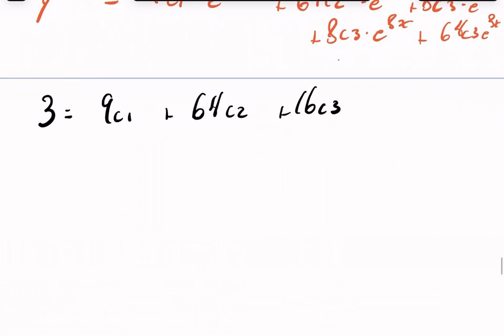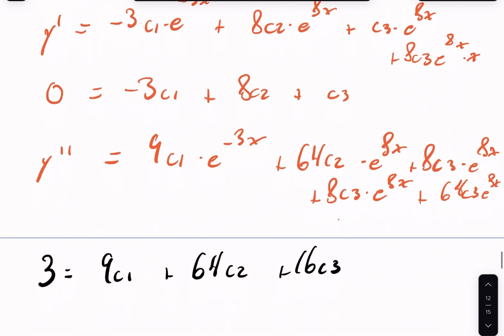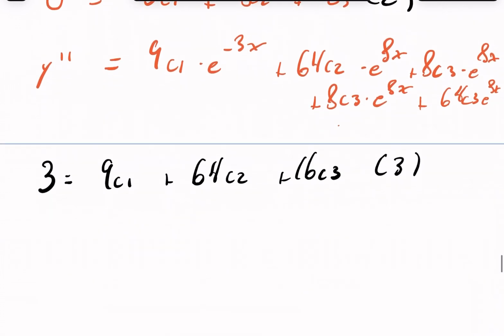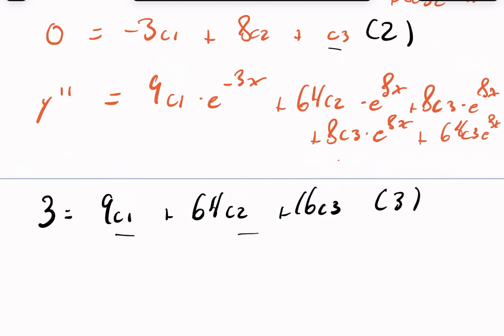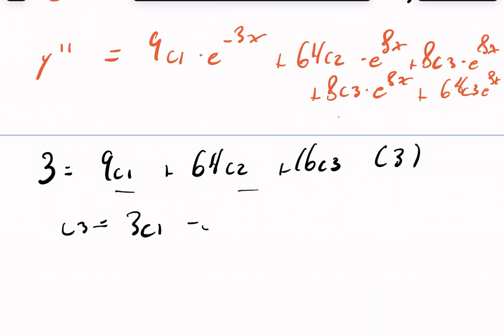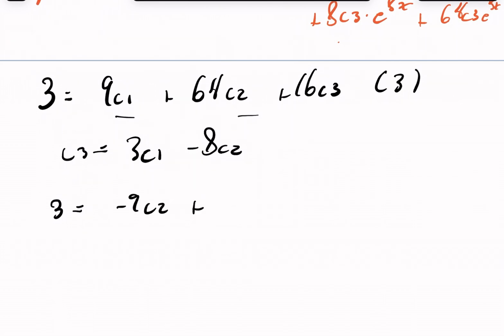And now at this point, what I could start doing is manipulating and kind of looking at my equations. So I'm going to have this one labeled as 1, this one labeled as 2, this one labeled as 3, and we're going to keep going from there. What I could do is, because I see C1 and C2 here, and I can isolate for C3 really easily in the second one. So I'm going to say C3 equals 3C1 minus 8C2. 3 equals negative 9C2 plus 64C2 minus 48C1 minus 128C2.